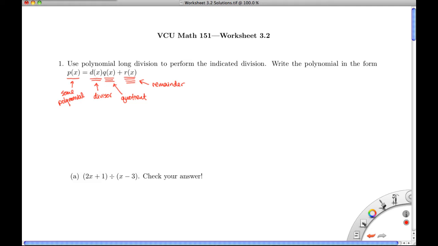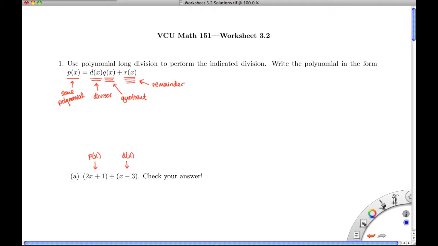The way that we do this is that we start off, and we can get a preview with part A. We're taking this polynomial 2x plus 1, so this would represent our p of x. And we're going to try and break it down by dividing into it x minus 3. So this would be our divisor, or our d of x.